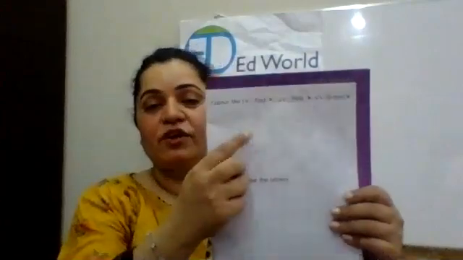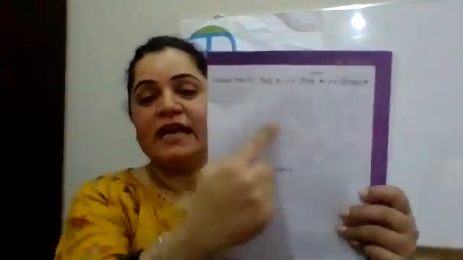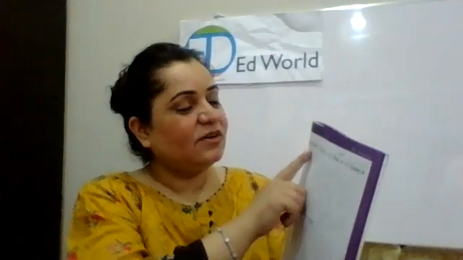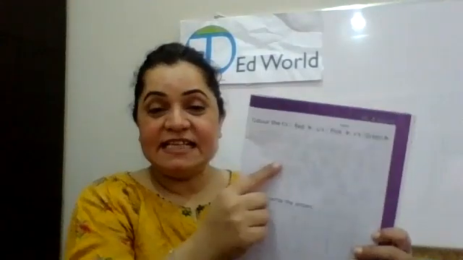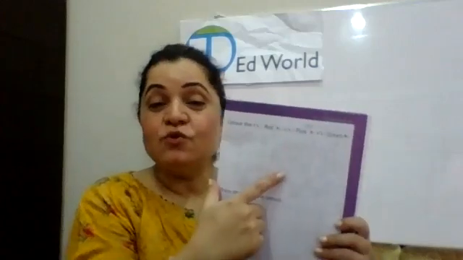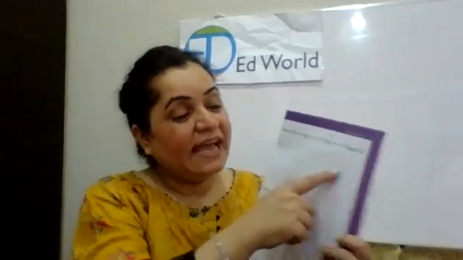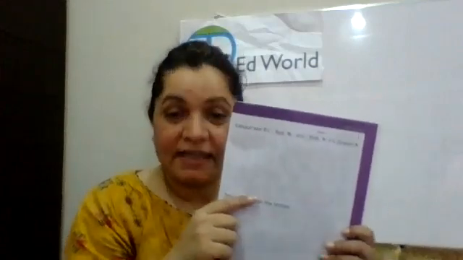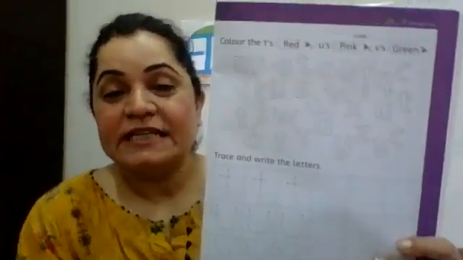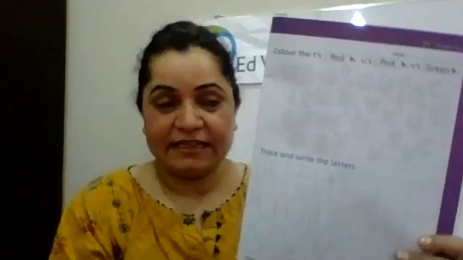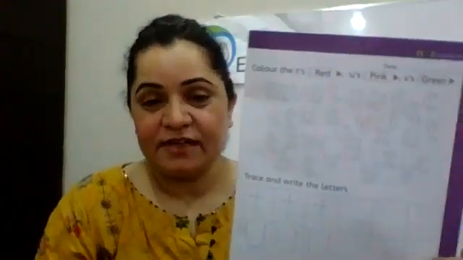Okay, now there is another activity which you'll be doing for your homework, right? Here they have given the jumbled alphabets, and they say that you're going to color all the T's red, all the U's pink, and all the V's green. So you'll be needing the red color pencil, the pink color pencil, and the green color pencil. From here you're going to look for the T, U, and V's, and you're going to color them. But this you're going to do later on, right? This is for your homework.